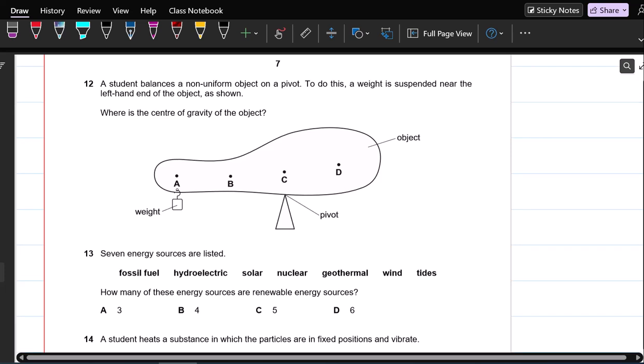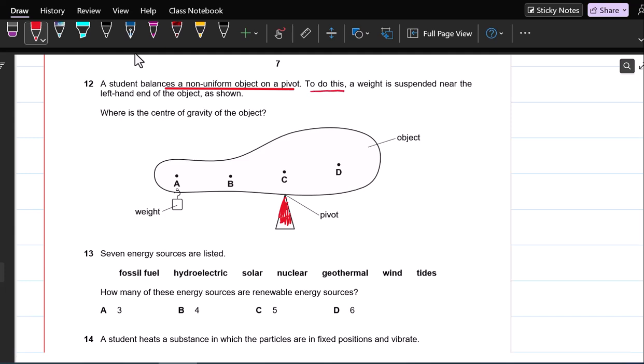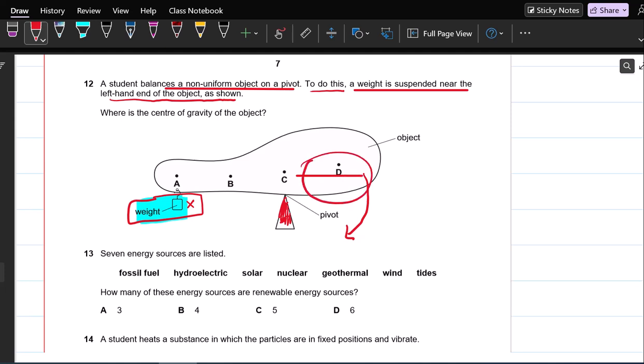Okay. In this question, a student balances a non-uniform object on a pivot. You can see this is a pivot. Pivot is a fixed point. To do this, a weight is suspended near the left hand end of the object. You can see here weight is hanged on the left side. If there is no weight, or you can say this weight is not hanged, what happens? It will fall. It is not going to be balanced. It means its center of gravity is lying somewhere on this side, on the right side.